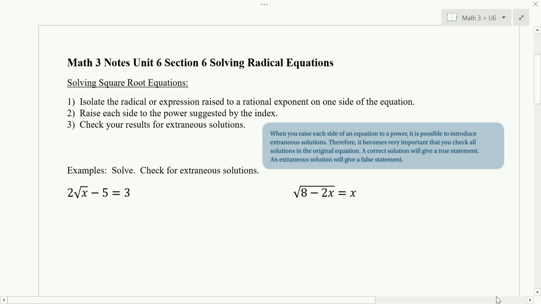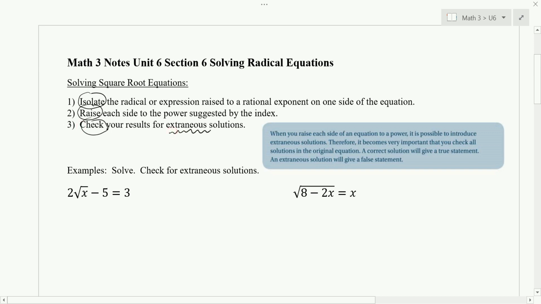So solving square root equations, one thing we want to do is isolate the radical. Get that radical expression by itself. It doesn't have to be a radical expression, it could be something raised to a fractional exponent. Get that by itself on one side of the equation. Second step is to raise each side to the power suggested by the index, and we'll see what that means as we work through these. And then lastly, make sure you check your results for extraneous solutions.